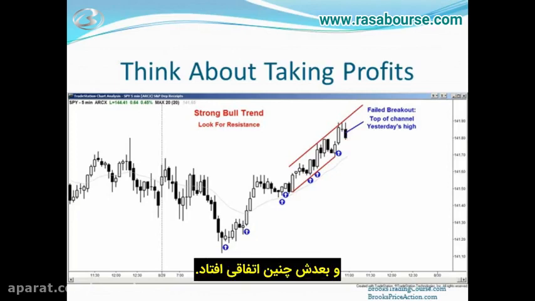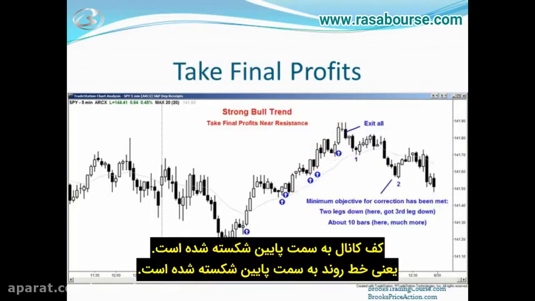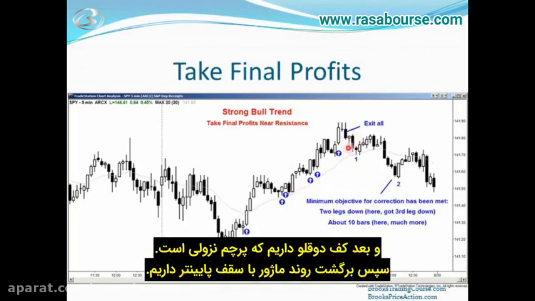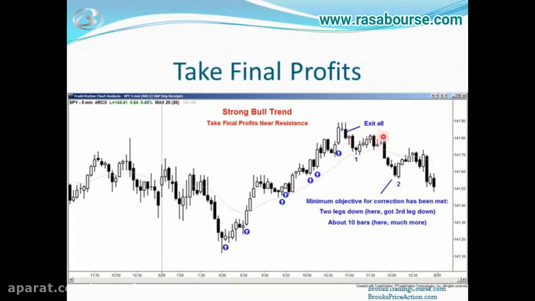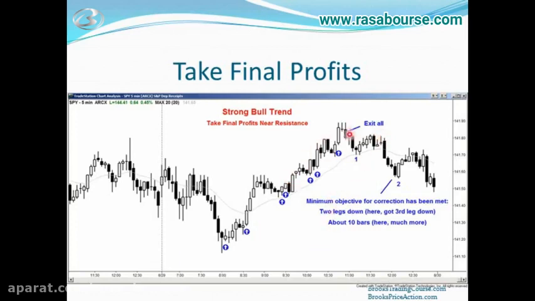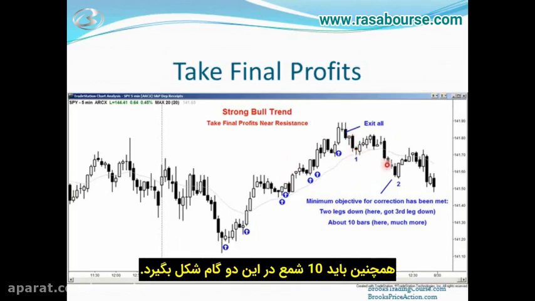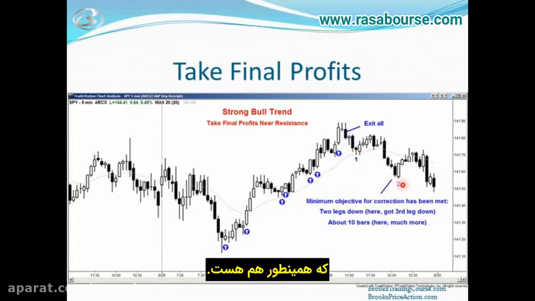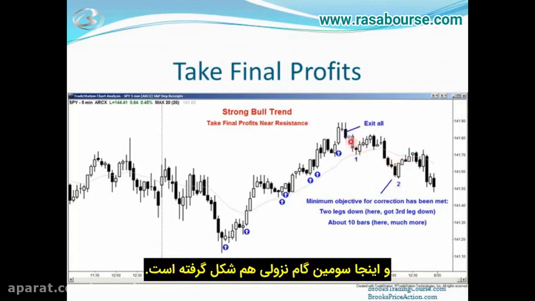And this is what followed. Okay, we had a break below the channel, so a break below the trend line, and then a double top bear flag and a lower high major trend reversal. Okay, the minimum objective after the channel was 2 legs sideways to down. We got 1 leg down, 2 legs down. Also, you'd like to see at about 10 bars in it, and we have about 10 bars. We in fact got a third leg down.